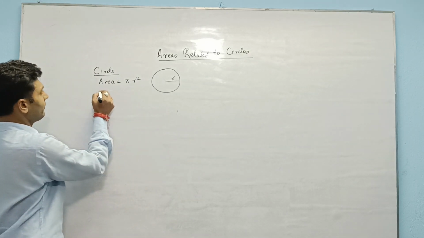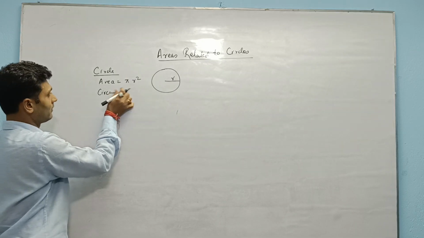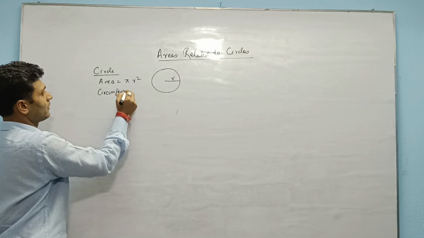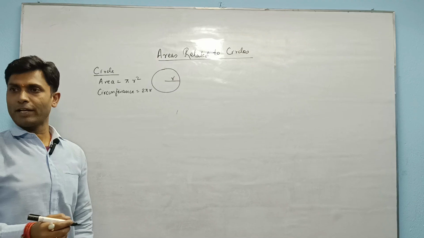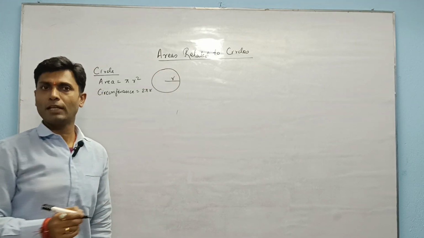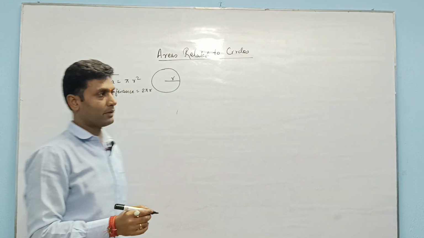And then what is circumference? Circumference is equal to 2 pi r. Now circumference means it is the length of the boundary, right?